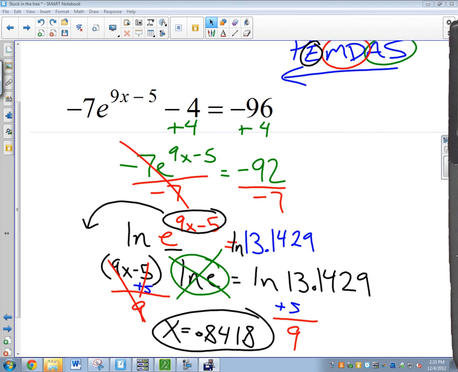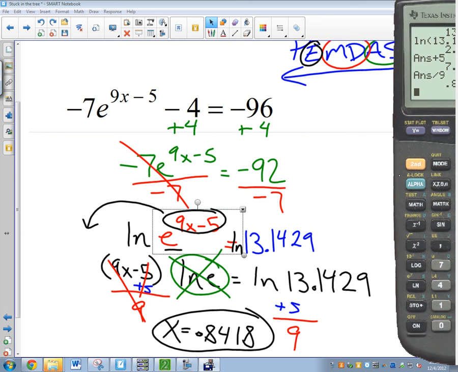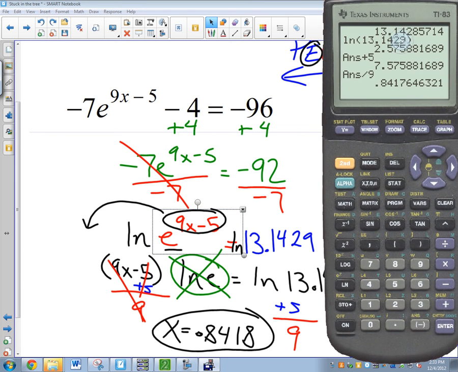Really annoying problem, but not the hardest concept ever. I added first, okay, then I divided by negative 7 to get rid of the numbers. Once I had e by itself, then I threw a natural log. I chose natural log because we had the e in there. So I took in my calculator the natural log of 13.1429. Then I added 5. Then I divided by 9, and that became my final answer, 0.8418. If you can do that problem, you can do them all.